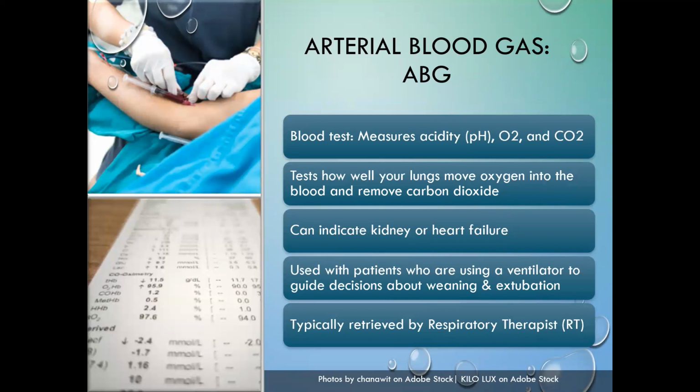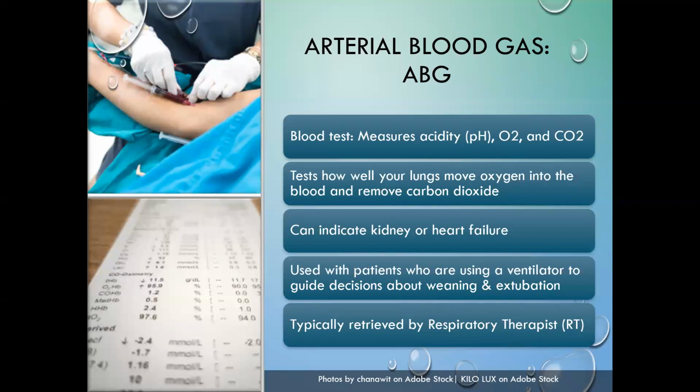An ABG is frequently used in critical care settings, especially for patients who are on a ventilator for breathing. The results from this test can guide decision-making about when and how to wean the patient from the ventilator, and it also helps them with decision-making about when to extubate.